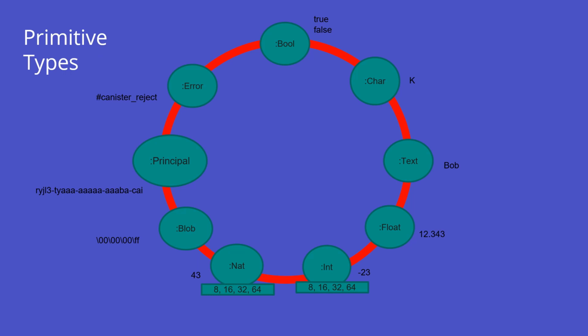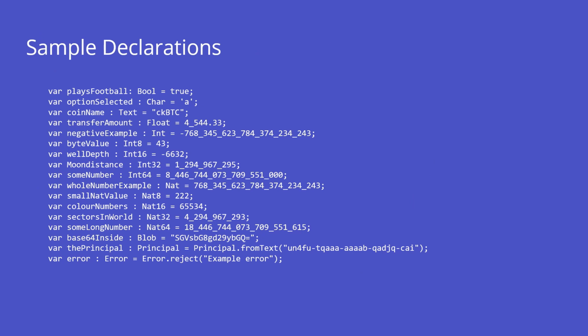And here is an example of some of the values that can be stored in these types. Again, pause the video if you so desire. I've included some sample declarations just so that you can see how easy it is to declare variables of different types with their initial value. And note that instead of a comma, the underscore is used as a separator for larger values.